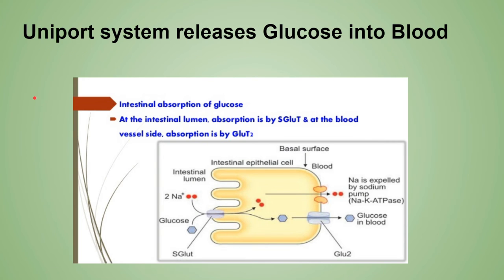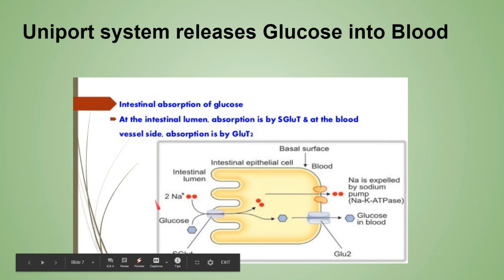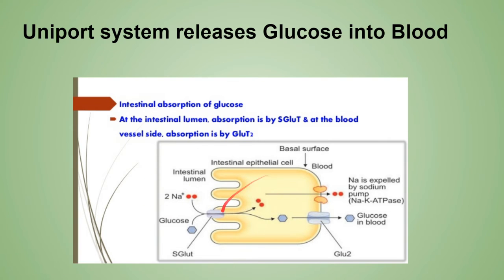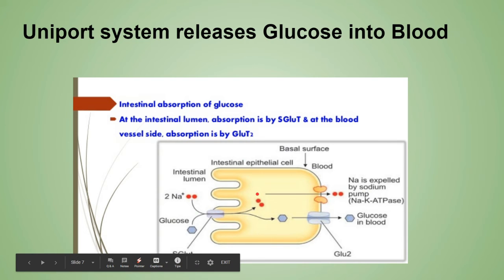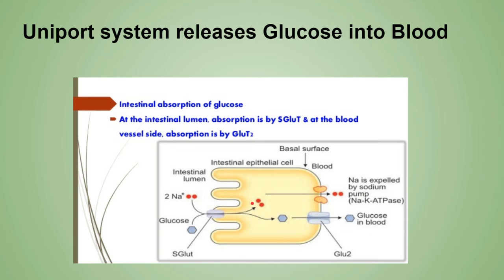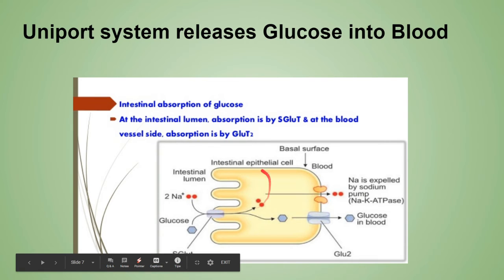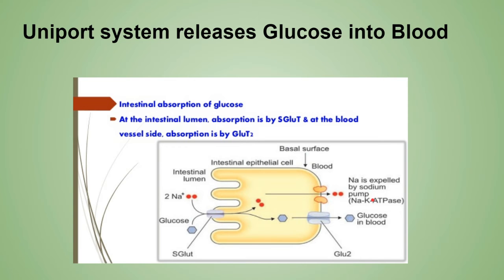Okay, now the release of the glucose into the blood. Till now what we did, we actually did the transport of the glucose by the cotransport mechanism from the lumen into the intestinal epithelial cells. Now by the facilitated Uniport system, we will transport the glucose from the intestinal epithelial cell into the bloodstream. This process is Uniport, and facilitated diffusion occurs in this process.